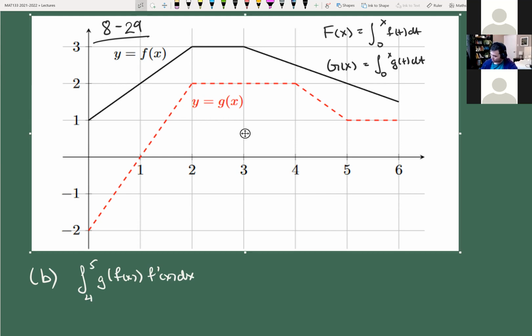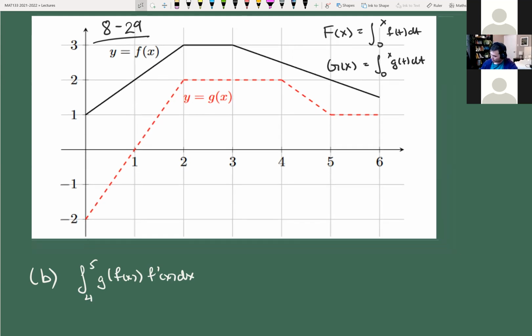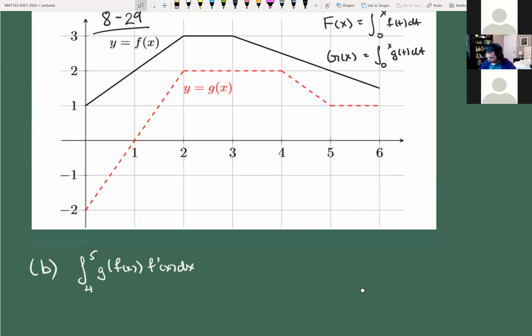Remember, when you're doing substitution, you're looking for the presence of a function and its derivative. And here it's really spelled out for you, because you can see an f of x and an f prime of x. So let's let u be f of x, du be f prime of x dx. And again, if we want to change the bounds, we can do that. So u of 4 is the same thing as just f of 4.